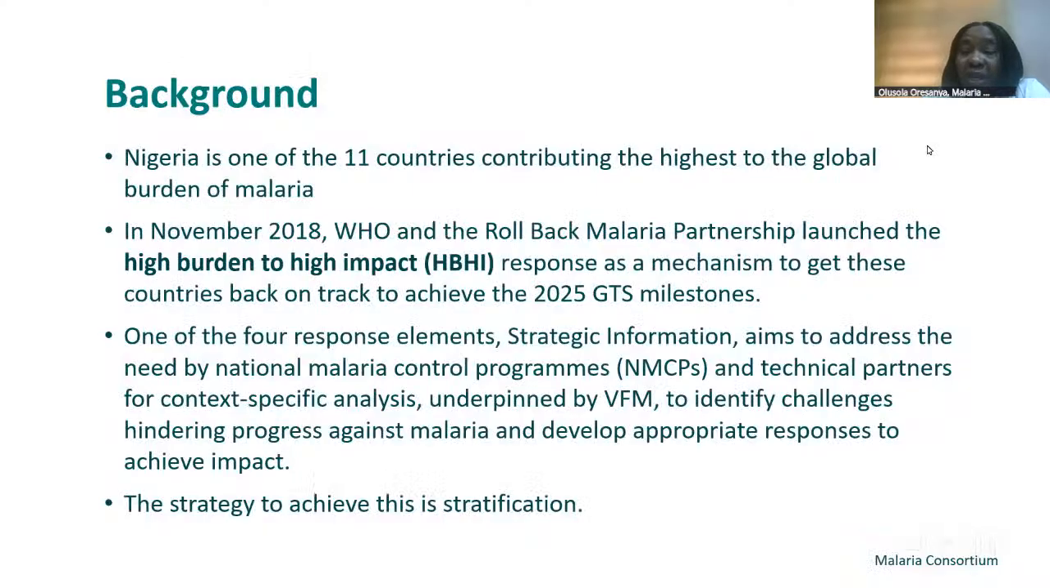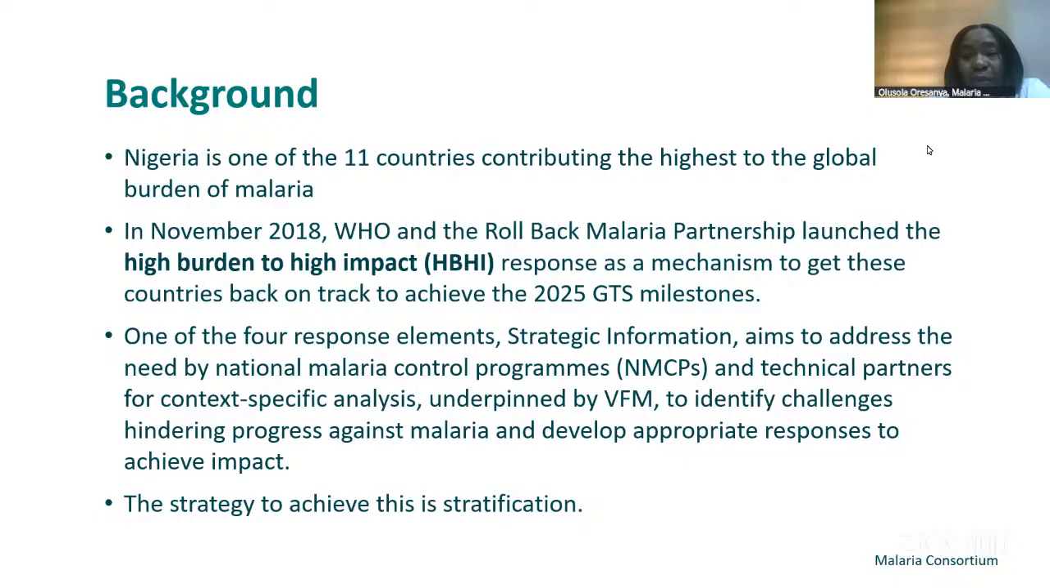Technical partners were on hand to provide support to all these countries that were identified as high burden and high impact countries. The strategic information was also aimed at helping to develop context-specific analysis that is underpinned by value for money, to identify challenges that may have been hindering progress to malaria control, and also to be able to develop appropriate responses to achieve impact. And this strategy was stratification.